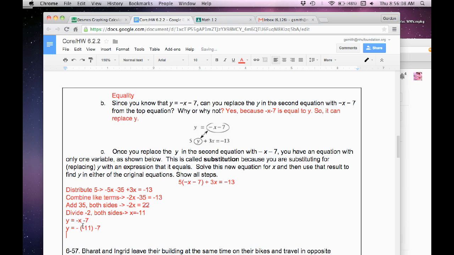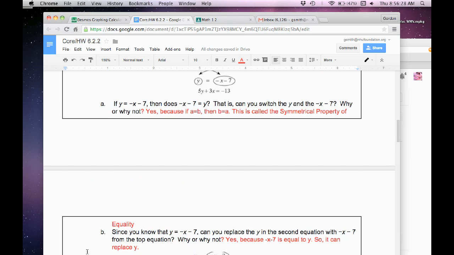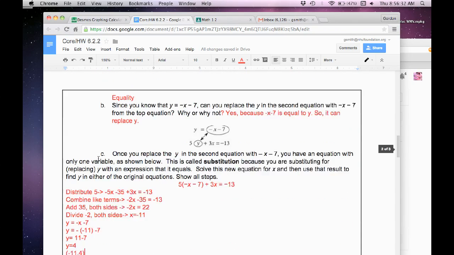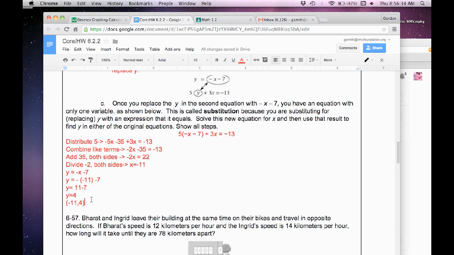All right, now negative negative 11 would be positive 11. So y is equal to 11 minus 7. So y is equal to 4. Our final solution is x is negative 11, so we go negative 11, comma 4. All right, that's the exact same solution that we found earlier. But I think you will probably agree that the math on this was much simpler.